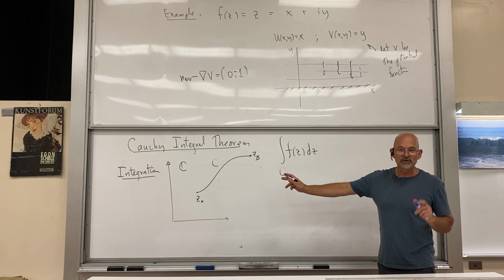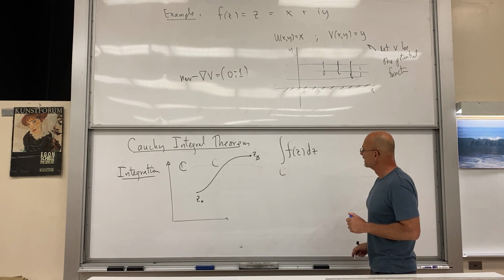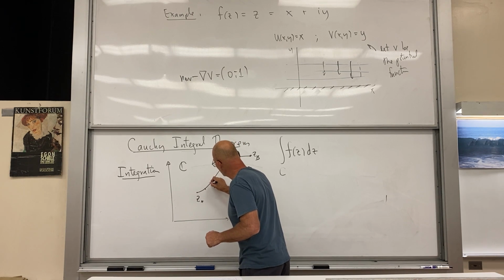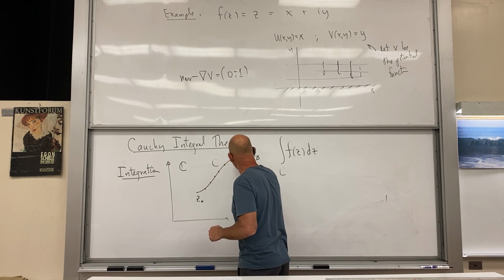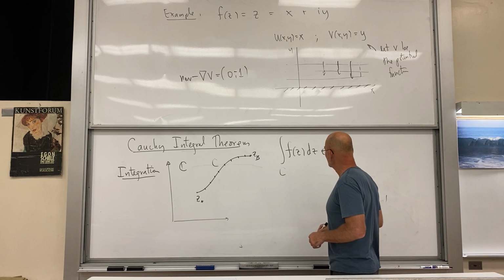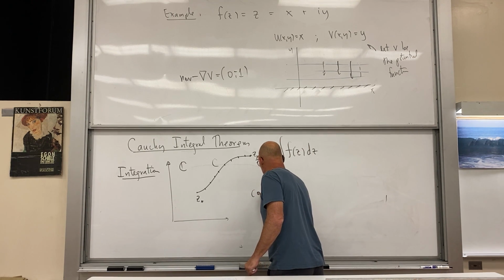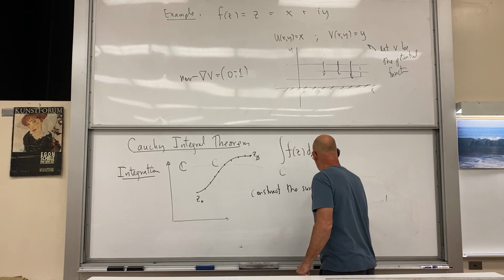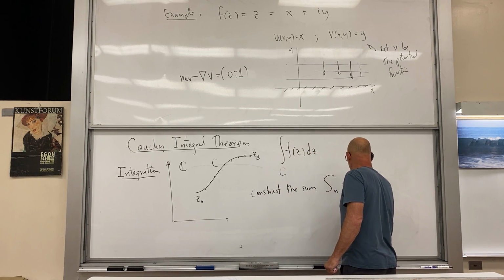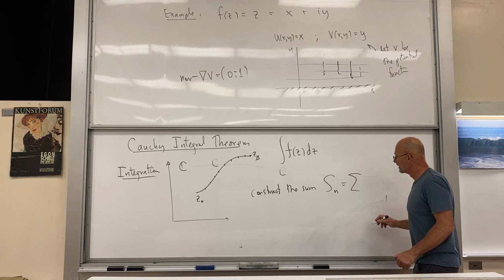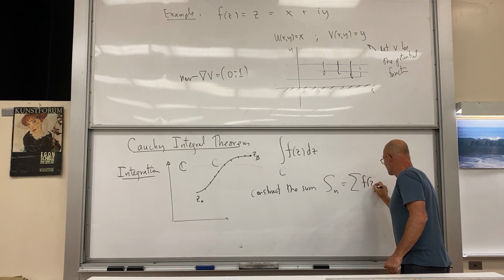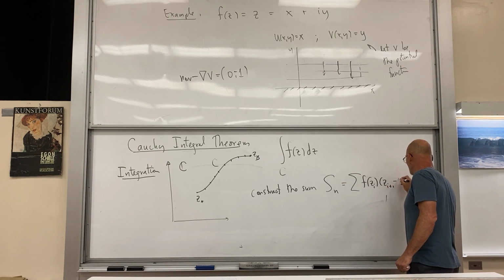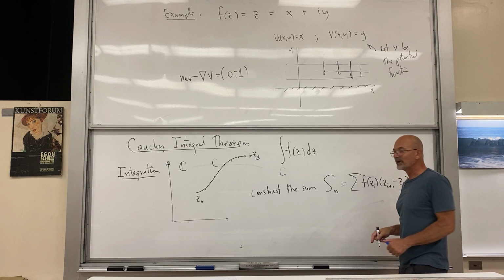And this is really straightforward. What we do is, first we divide the contour up and do a bunch of individual points along it. And then we construct the sum S sub n, and we're going to sum f of z sub i times z sub i plus 1 minus z sub i. So this is just like a Riemann sum.